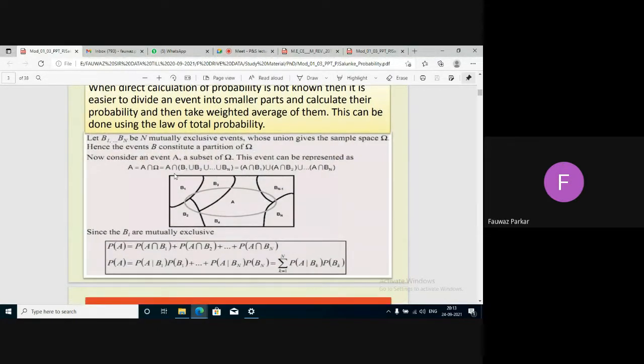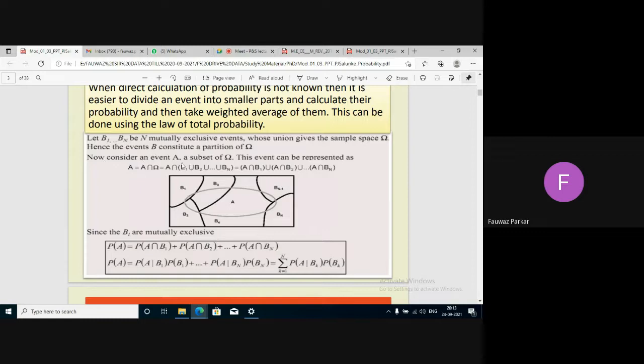So B1, B2 to Bn are mutually exclusive events whose union gives the sample space. What is this called? Omega. Yes, this is called Omega, fine. So hence the events can be considered a partition of this particular event.